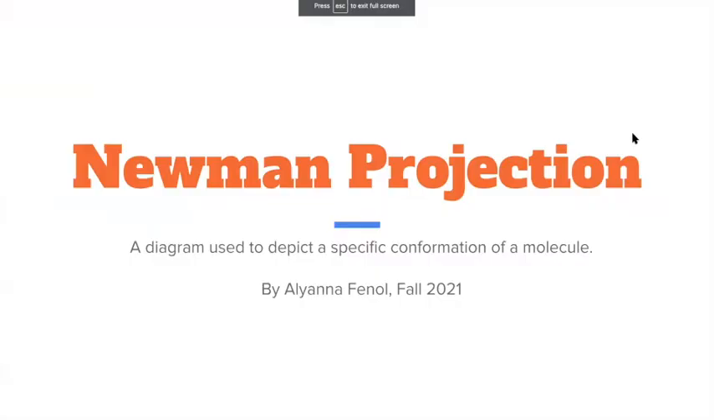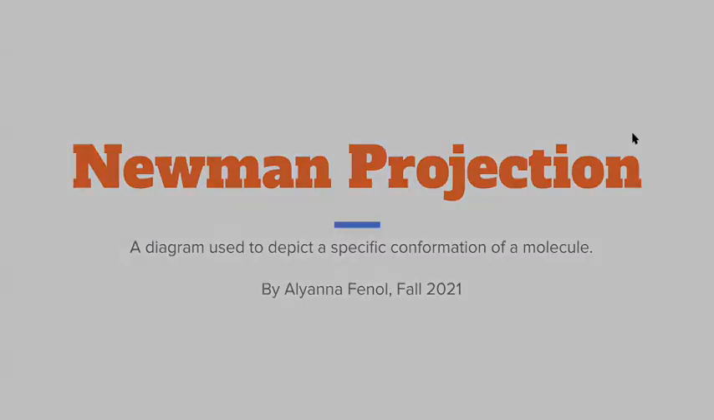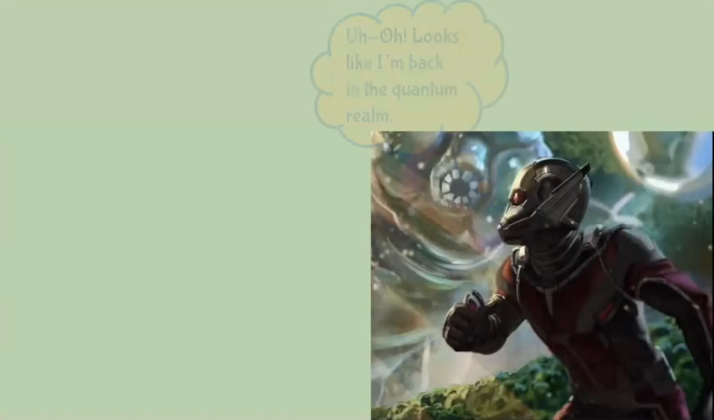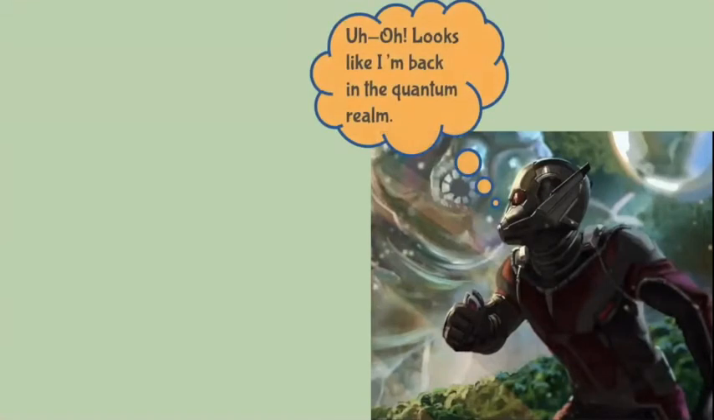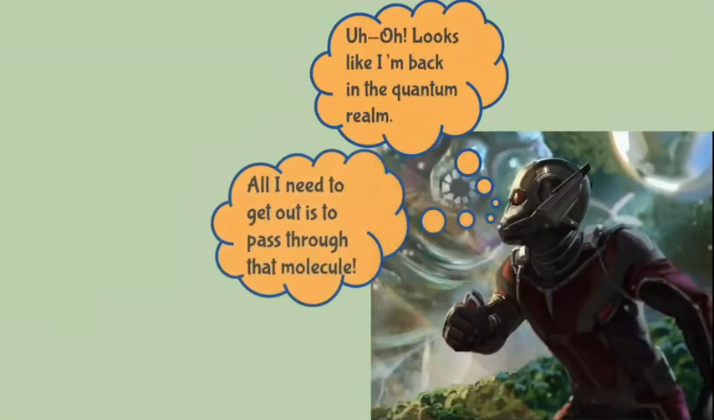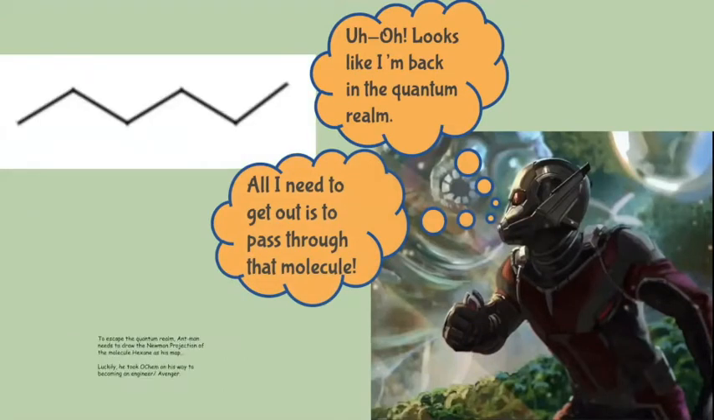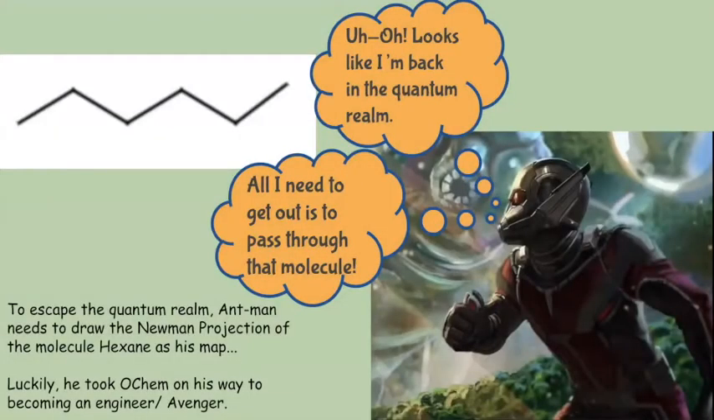So in this one, it's just setting up the initial Newman, and she's doing it with an Ant-Man theme. Uh-oh, looks like I'm back in the quantum realm. All I need to get out of this is to pass through that molecule. And she's got one, wait. To escape the quantum realm, Ant-Man needs to draw Newman projections of the molecule hexane as his map. Wait, Newman projections of the molecule hexane.